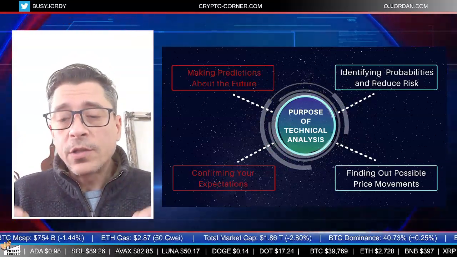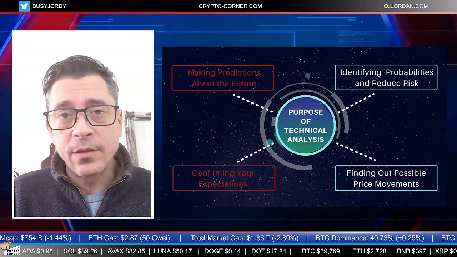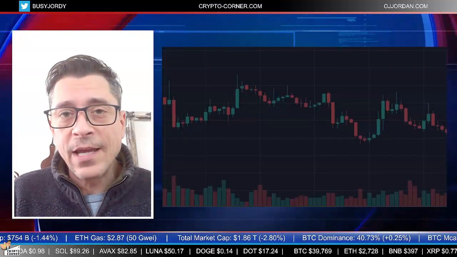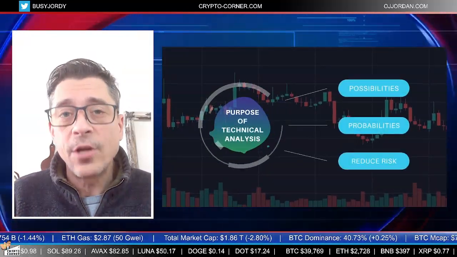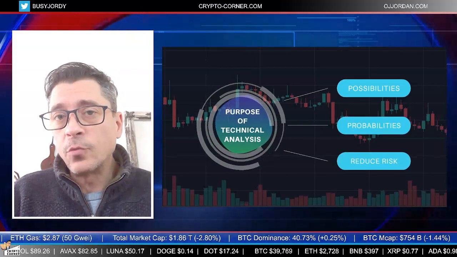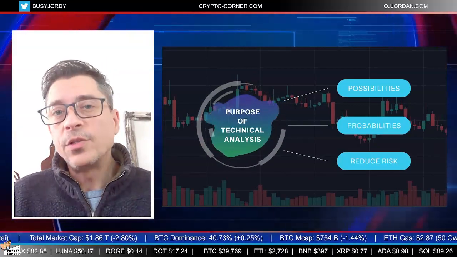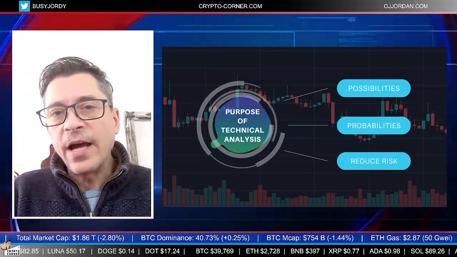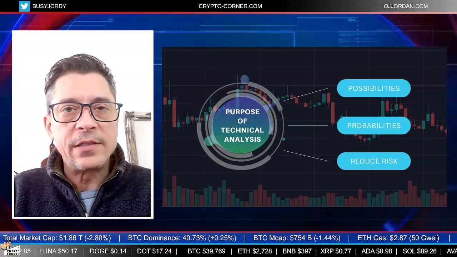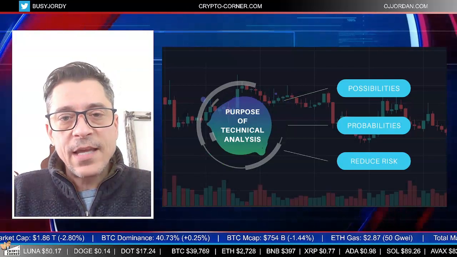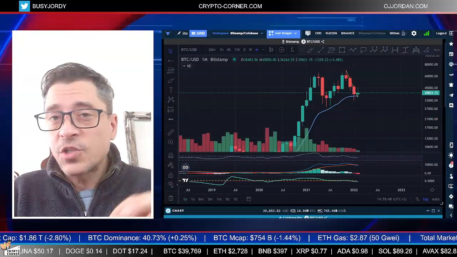Finding out what is possible, what could happen, then finding out with different indicators what is the most likely scenario, what is most likely going to happen, what is the probability, and reducing your risk after you identified the possibilities and the probabilities. This is really what we are doing with technical analysis. Now, with that said, let's look at the monthly chart of Bitcoin.